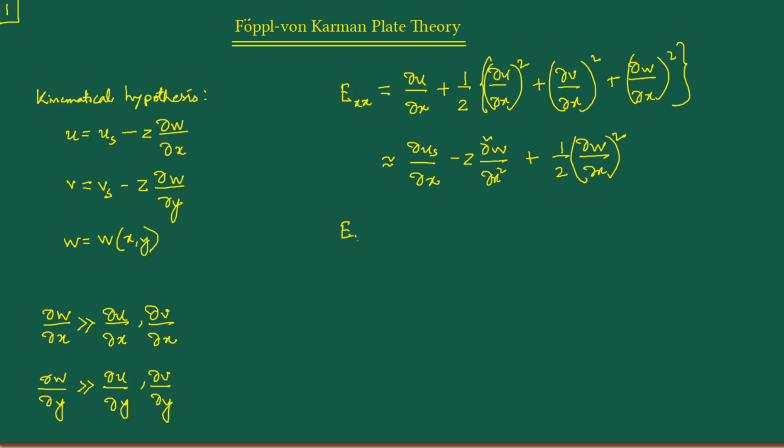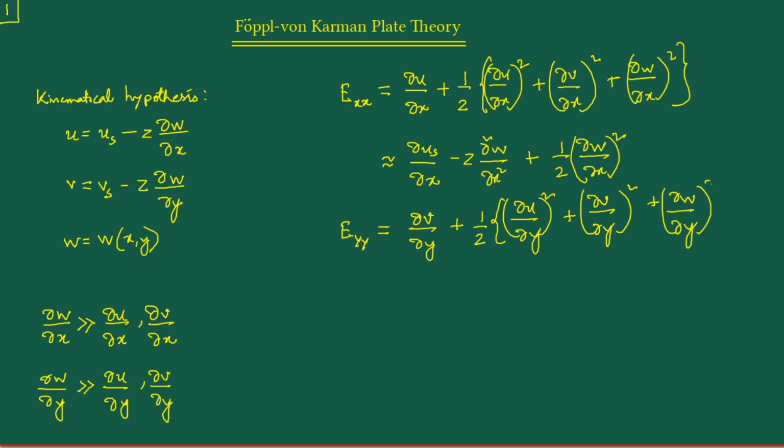Next, for epsilon yy, we have del v del y plus half del u del y whole square plus del v del y whole square plus del w del y whole square. Again, that gives us del v del y minus z del square w del y square. So we are basically using this expression now, and then we are going to drop this one and this one based on this a priori assumption. So we end up with just this. And please note that this is not really an equal to, rather it's an approximation.